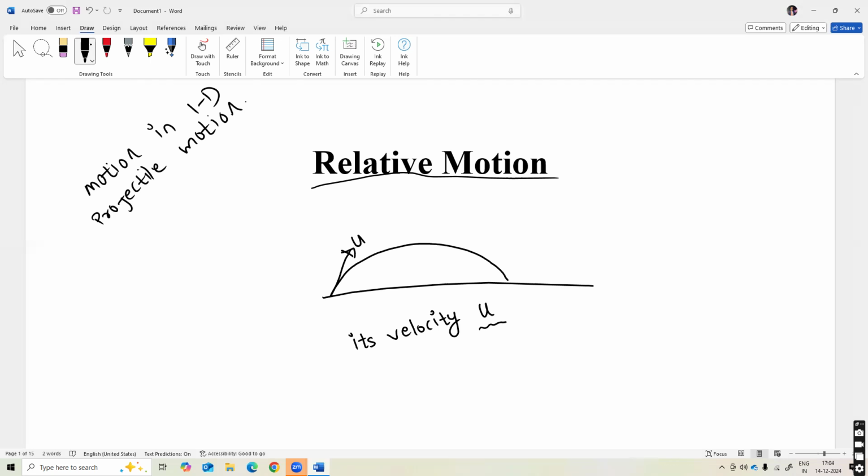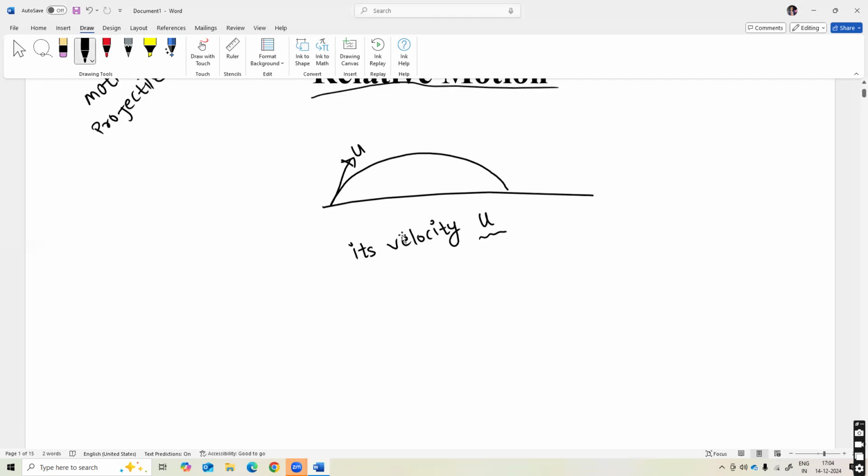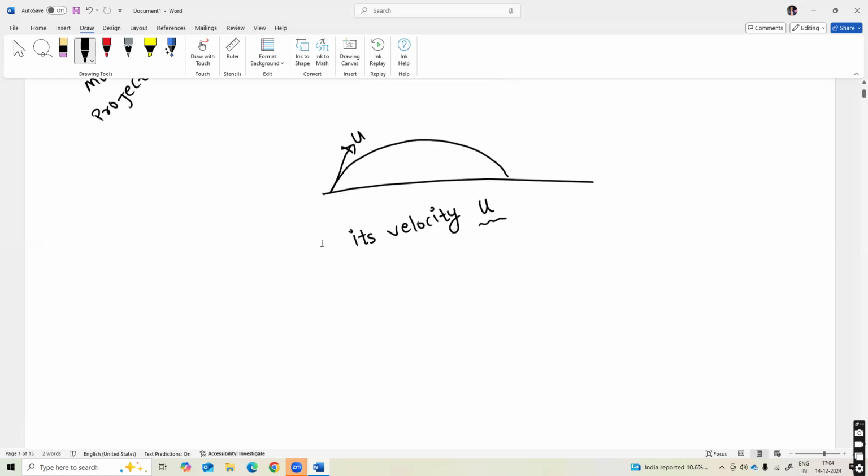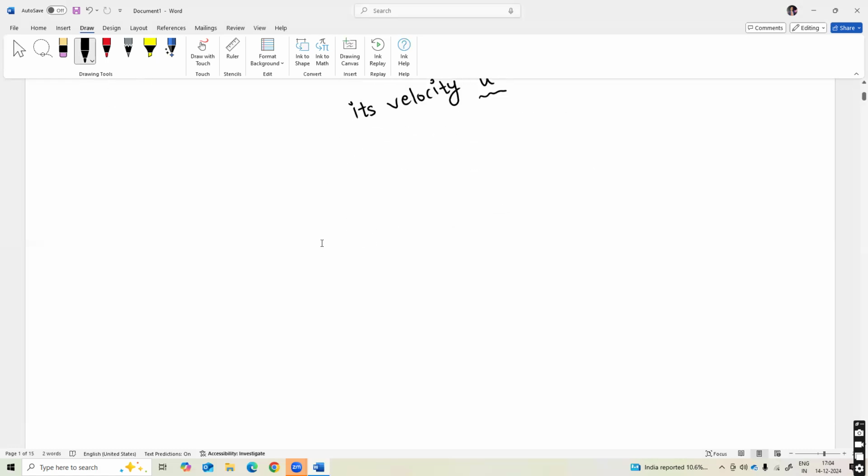But now what we will see is the relative velocity between two objects which are moving at different velocities, or at the same speed with different directions. So this is how we'll see how to find the relative velocity, and there are many other types of questions which can be generated using these concepts.